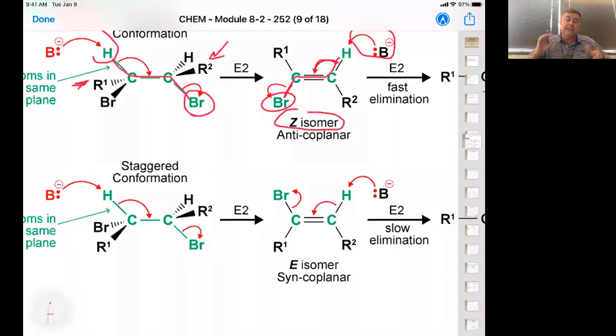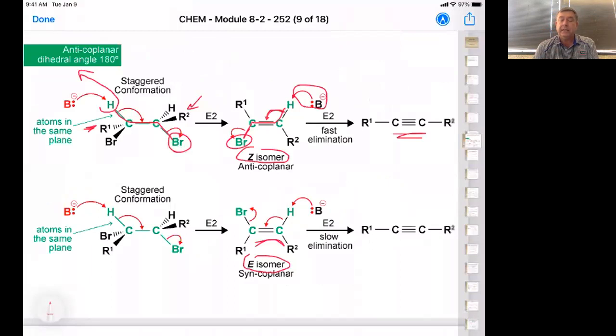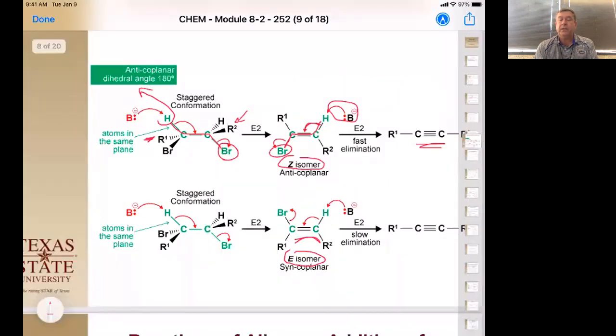So if we had a slightly different configuration where we removed a different hydrogen, we would end up with the E isomer right here. See the R groups on the same side. And this is a little bit harder to remove. It's slower, but it will still go. It will still give the same product here, but it is a much slower reaction. The Z isomer gives a much faster elimination to form our alkyne because of this anti-configuration. The leaving group and the hydrogen can be pulled off at the same time.